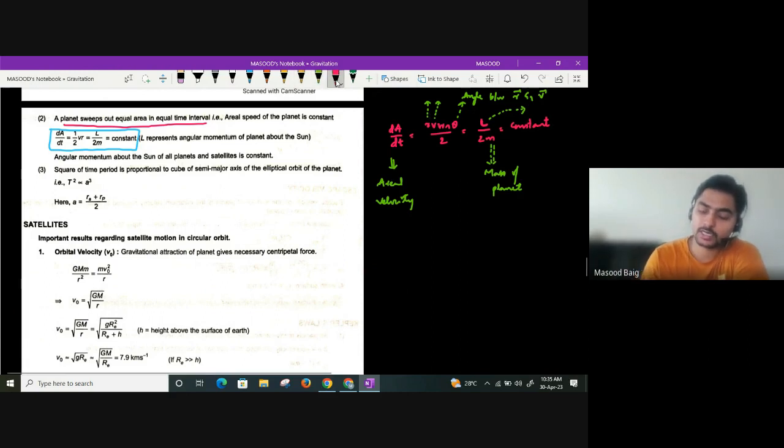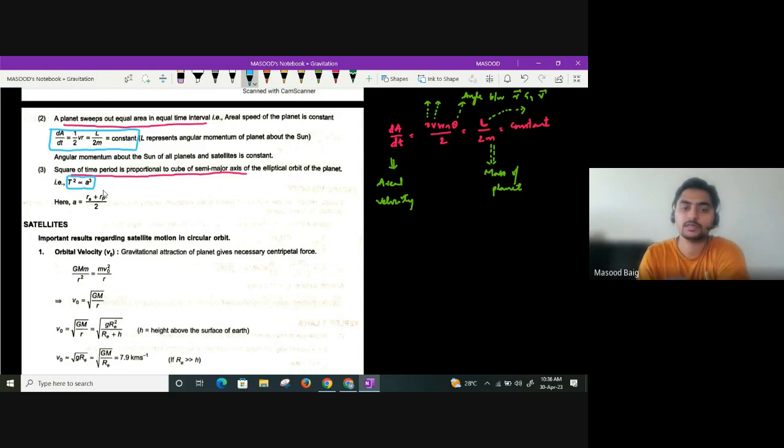The third law happens to be your law of periods, guys. It states that the square of the time period of revolution will be proportional to the cube of the semi-major axis, guys. So what we can consider? T square will be proportional to a cube, right? And if they are asking us to find the time period, basically it is given as, if you can just write it, the time period will be given as 2 pi a power 3 by 2 divided by root over G into mass of sun.